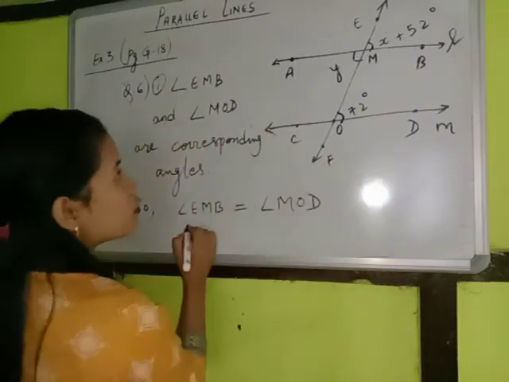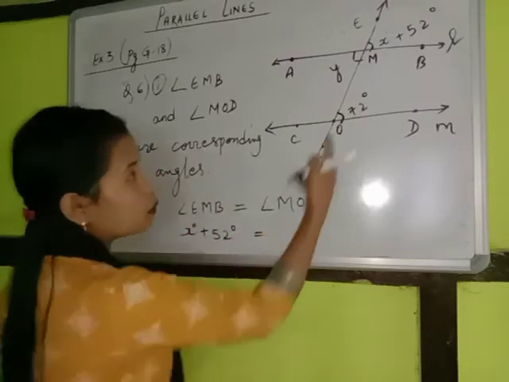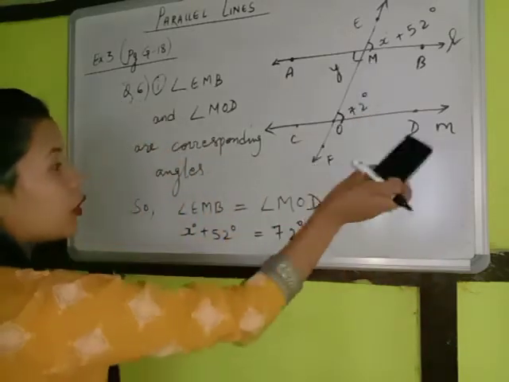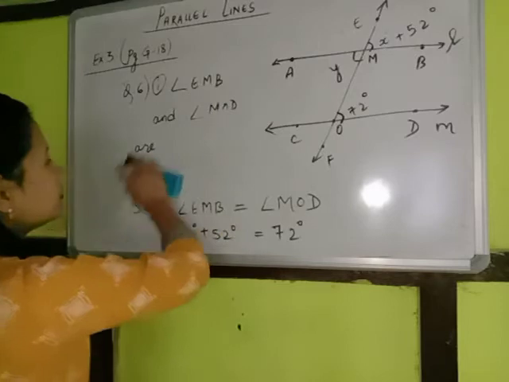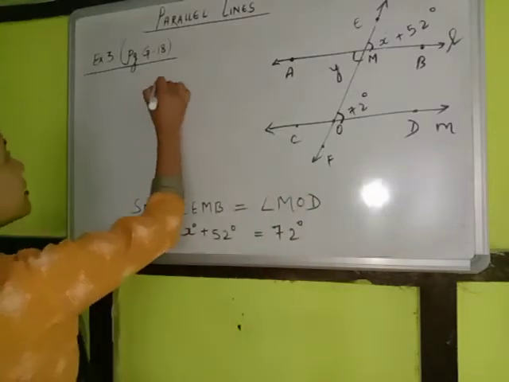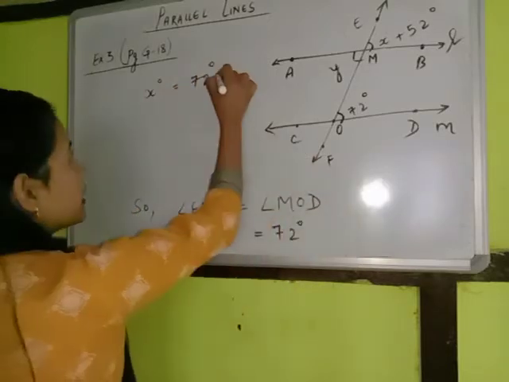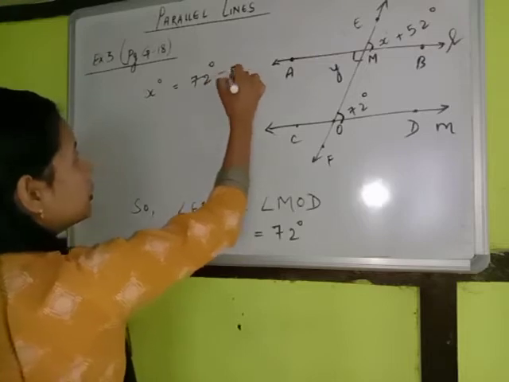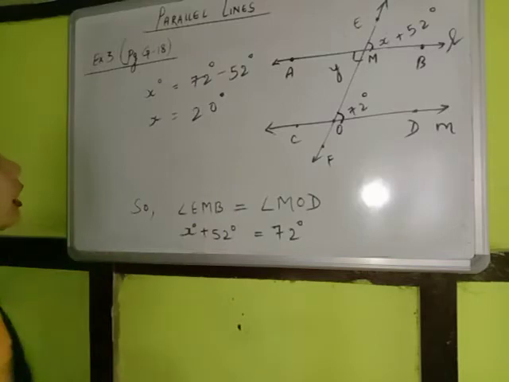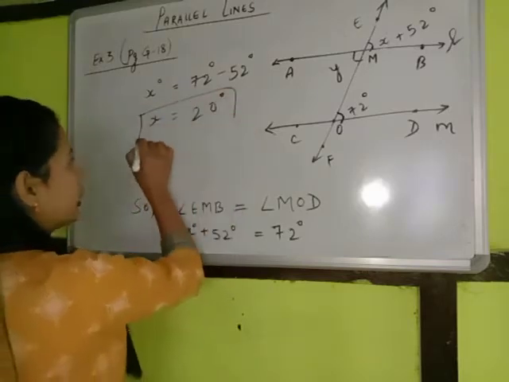So, EMB's measurement is how much? x degree plus 52 degree, that is equal to 72 degree. That is the measurement of angle MOD. Okay. So, from here what do we get? x degree equals 72 degree. This, when I take that side, it will become minus. So, this will be equal to 20 degrees. So, from here I got x is equal to 20 degree.